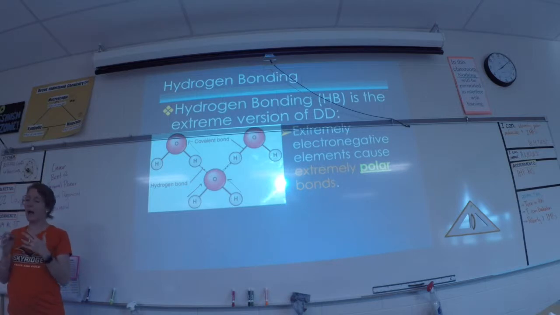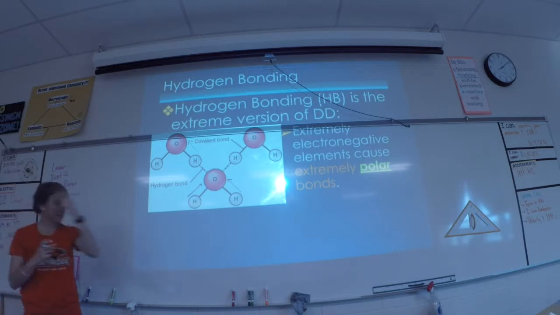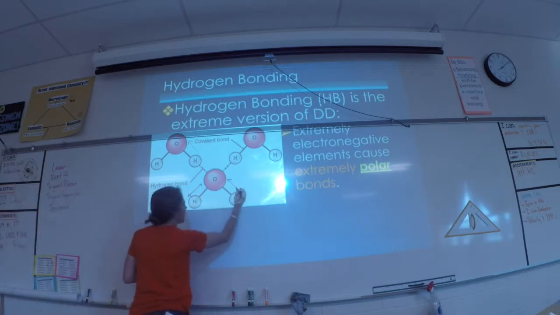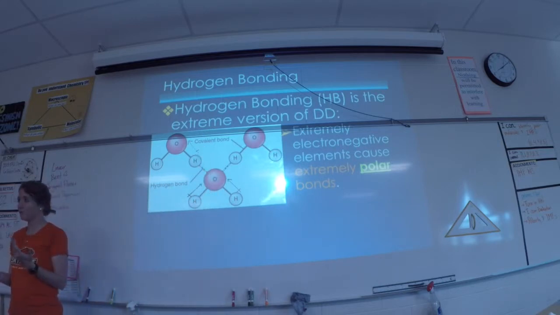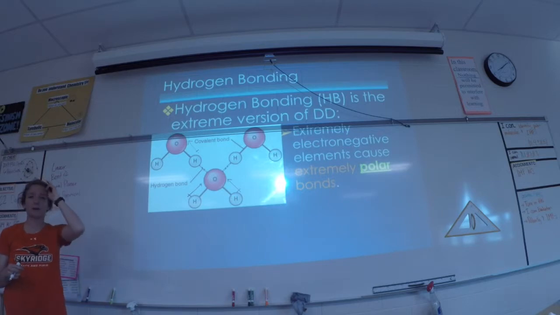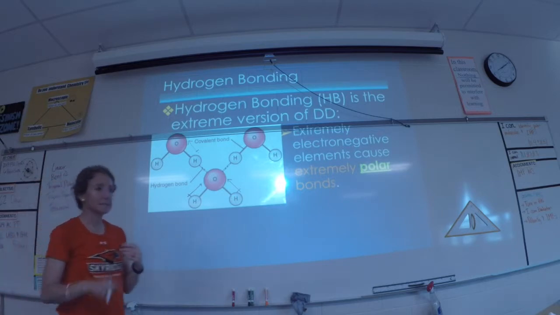Now, what happens to our hydrogen when we start pulling its electrons away? Good, it becomes positive. So make little plus signs on the tails of your arrows. That's a dipole.